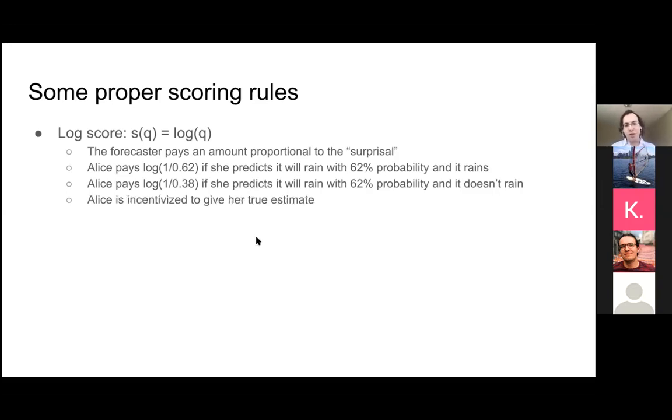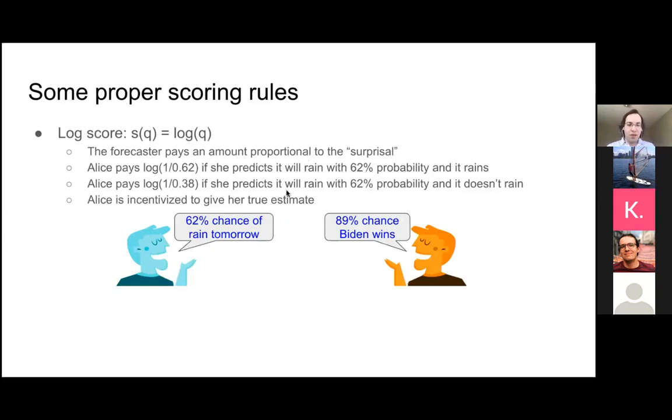And this turns out to incentivize her to give the true estimate. It's not hard to check, basically, by going to the equation in the previous slides and just taking derivatives. So for these two guys who are giving us predictions, with this scoring rule, the score is the log of the probability.